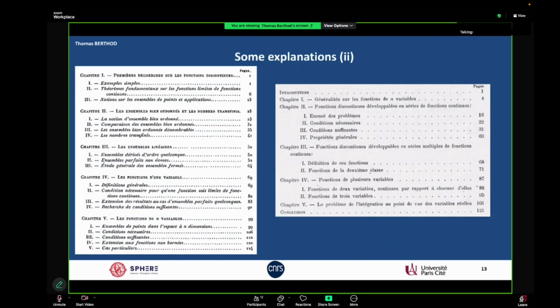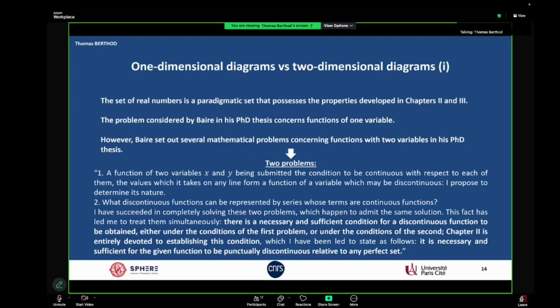So I put here, in particular, you have another problem about a function of two variables. As you could see, it's the problem entitled 1: a function of two variables x and y being submitted to the condition to be continuous with respect to each of them, so separately. The values which it takes on any line form a function of one variable, which may be discontinuous, and Baire proposed to determine its nature and to find which conditions force the fact that the function will be discontinuous.